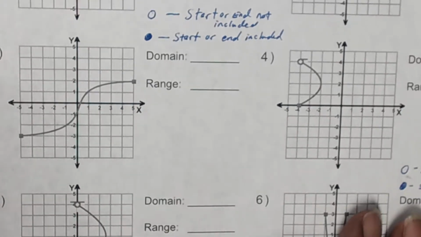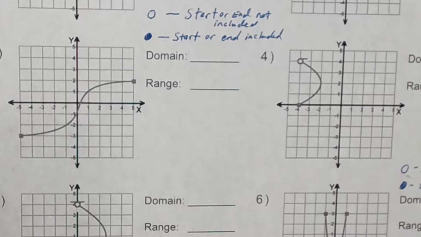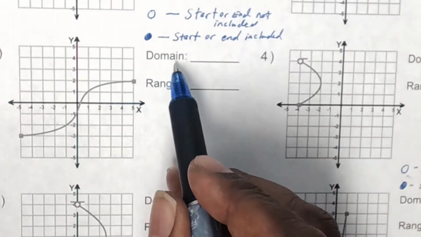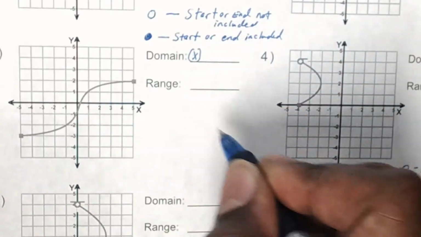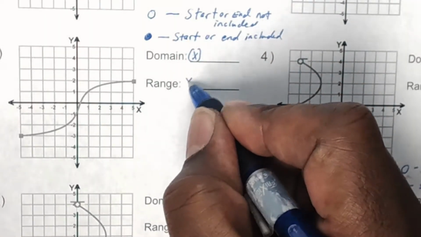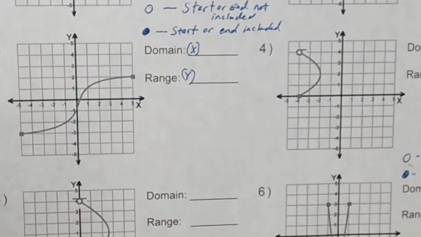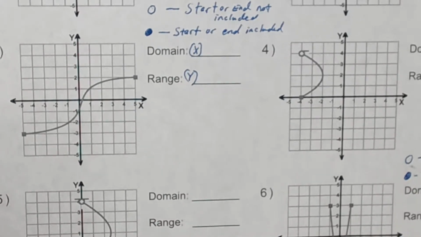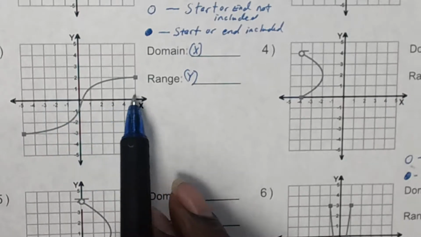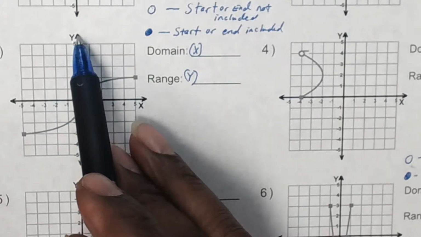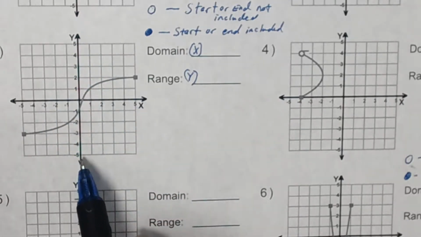Okay, today we're going to do domain and range. As you remember, your domain is your x values, and your range is your y values. On a graph, you need to read your axis. This is your x-axis that runs horizontal side to side. This is your y-axis, which runs vertical up and down.